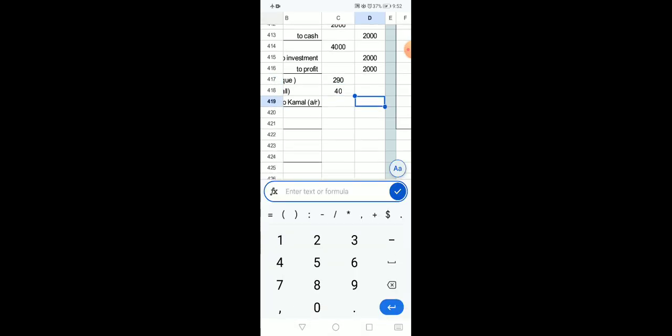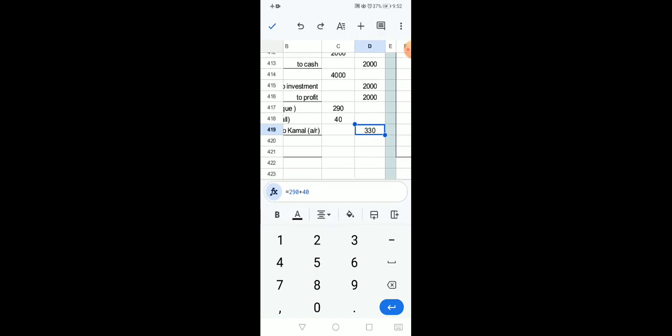Now here you can see that entry is ended, but they haven't told how much amount would be written in front of Kamal. Kamal's amount is not mentioned. Here we will apply a very simple accounting principle. Amounts present on debit side are always equal to the amounts present on credit side. At debit side we have two amounts, 290. You will add second amount 40. It means total amount should be present as 330.